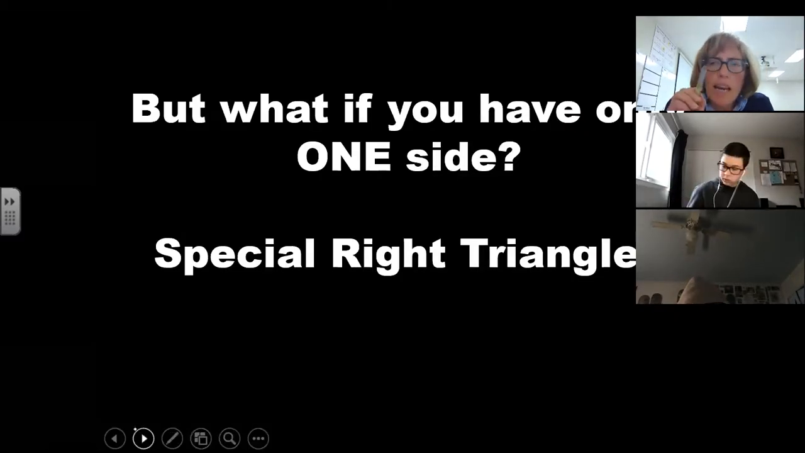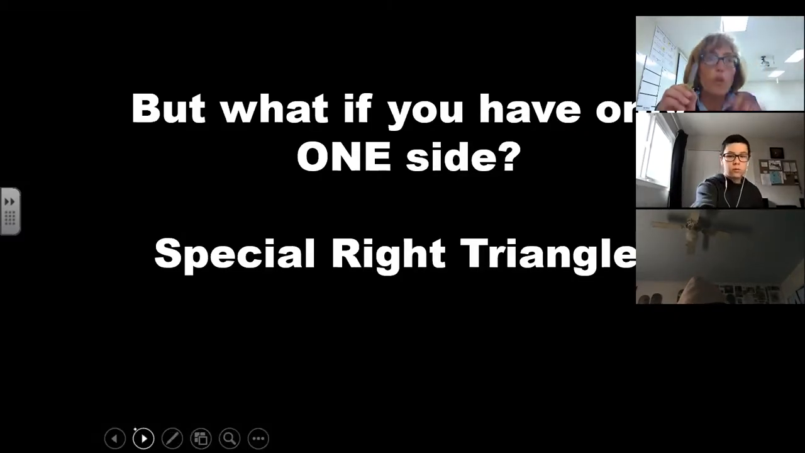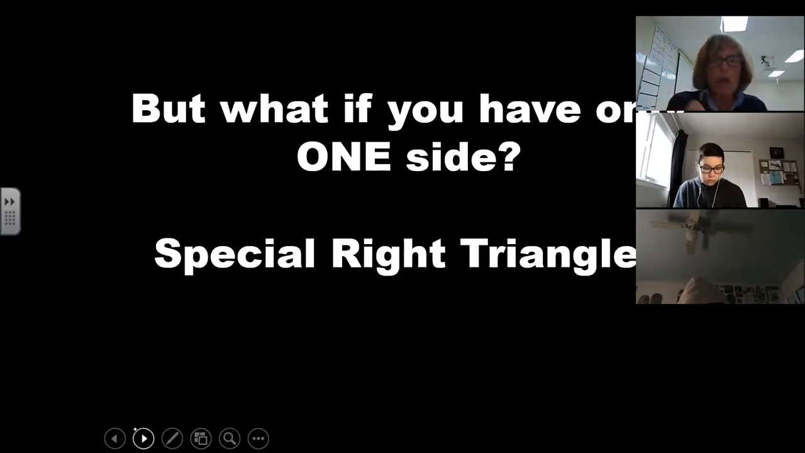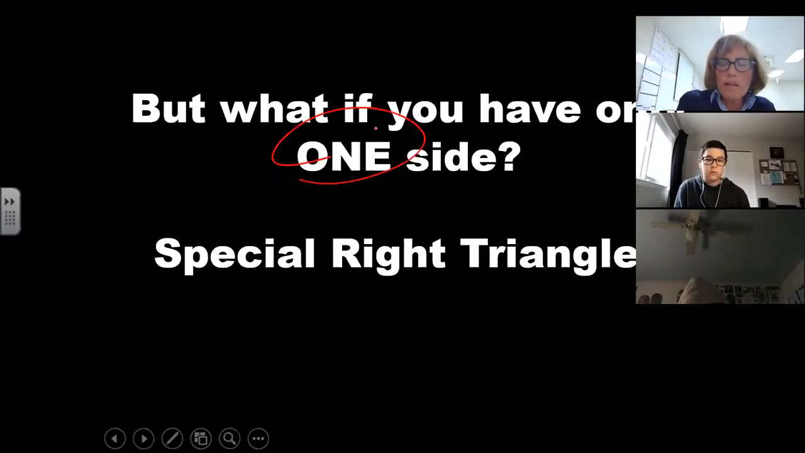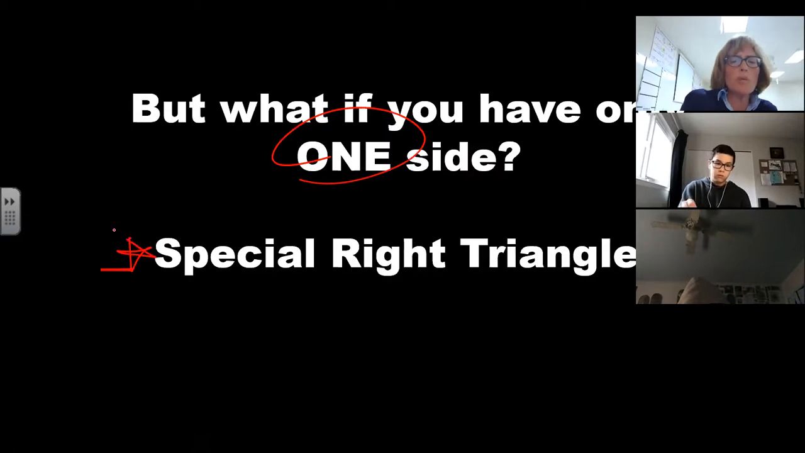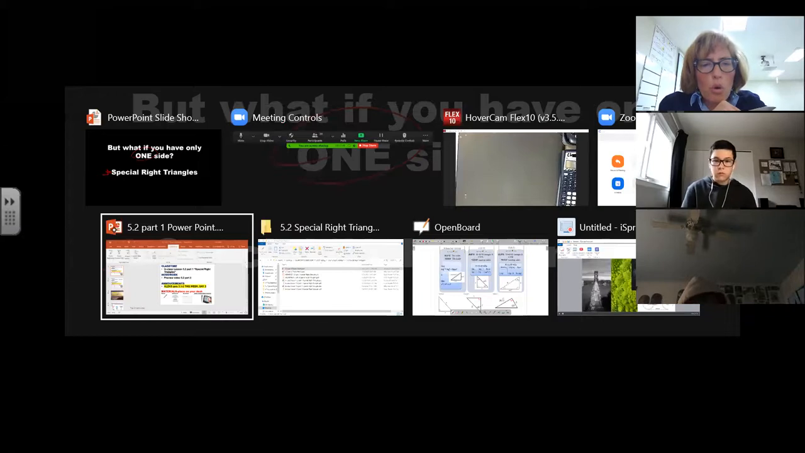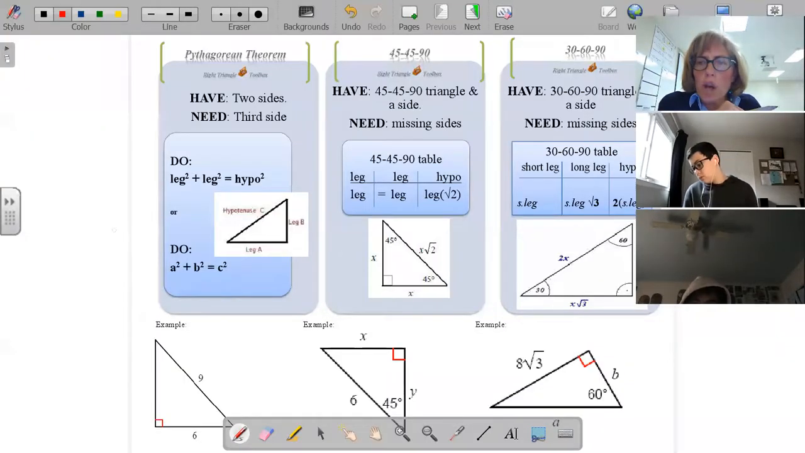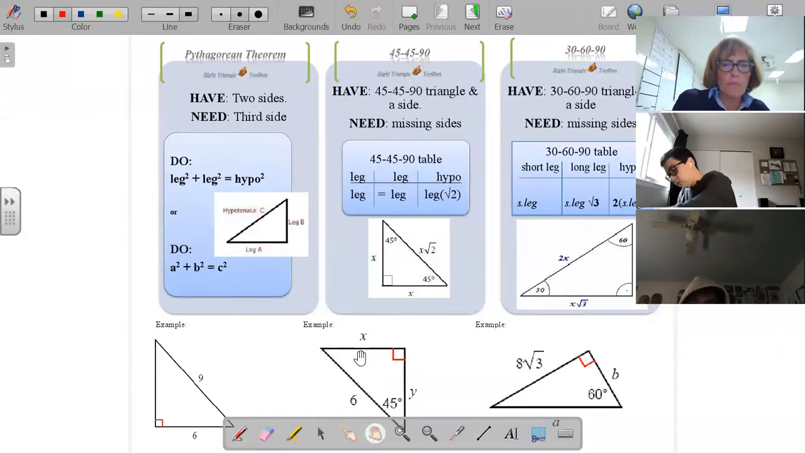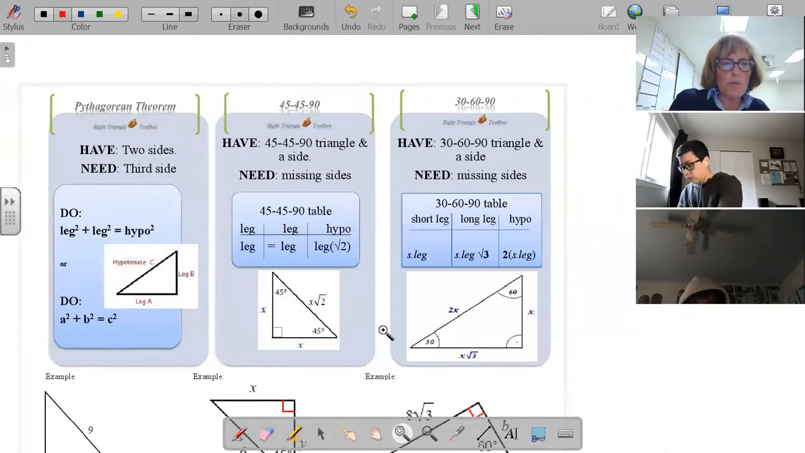So the question today is: the Pythagorean theorem works if you have two sides and need a third side. Well, what if you only have one side? The answer to that is we're going to be using special right triangles. Go to your green cardstock, please. We're going to do 3 problems together.